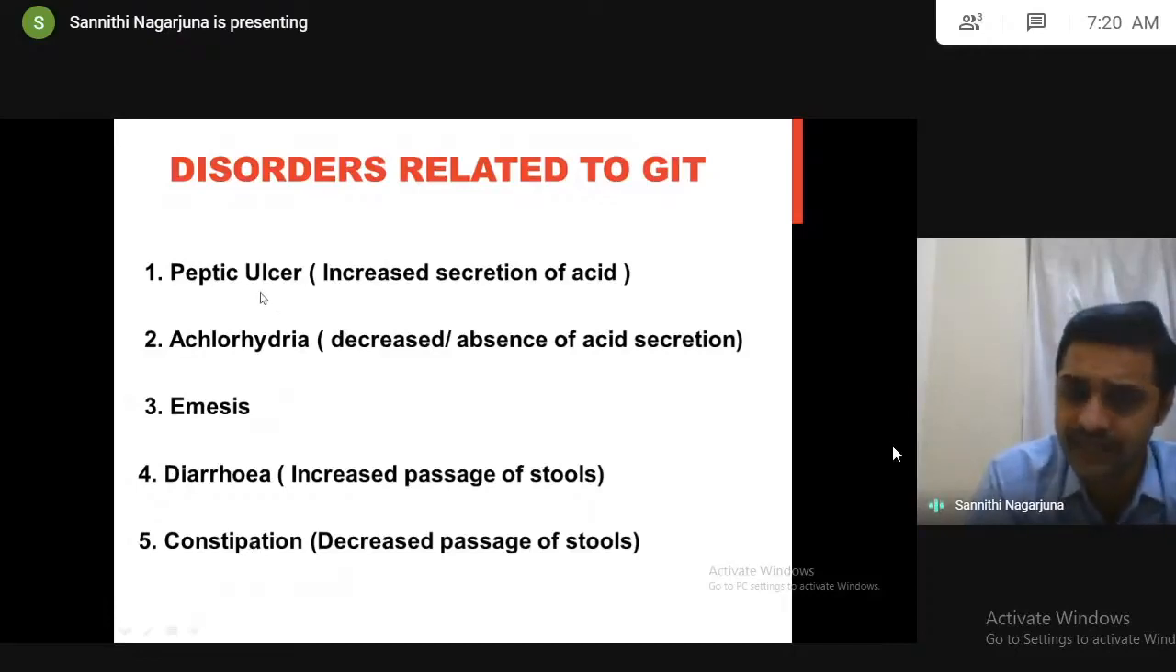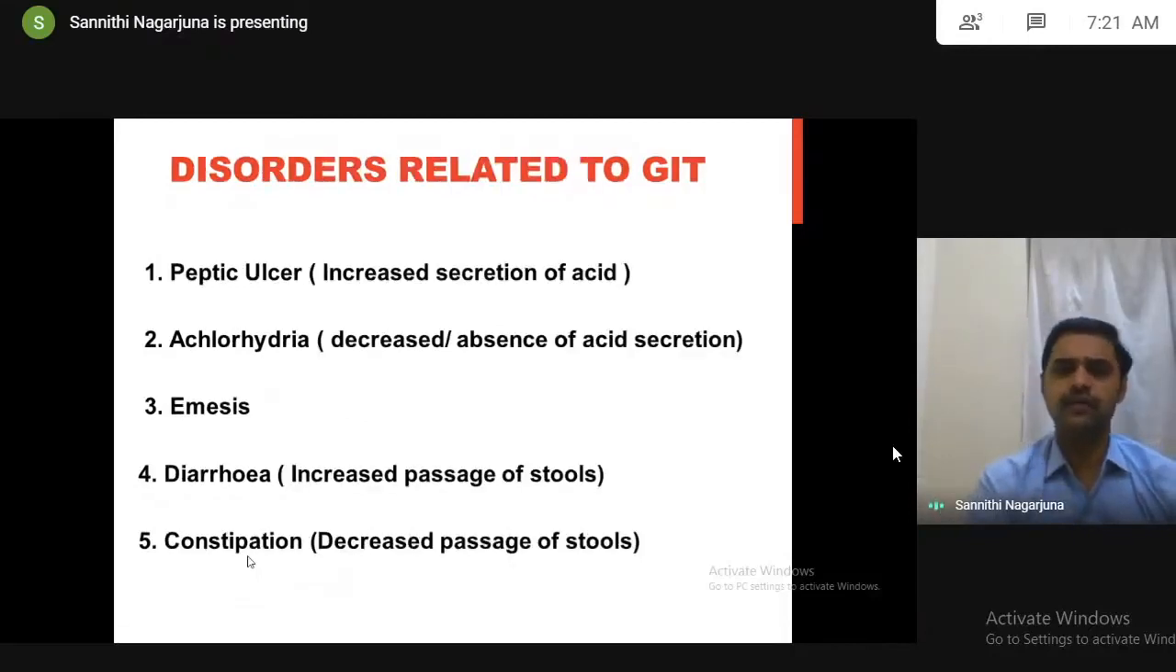So peptic ulcer is excessive secretion of acid. Achlorhydria, in medical terminology, A stands for absence: absence of acid secretion or decrease in acid secretion is called achlorhydria. Vomiting is called emesis. Excessive passage of stools is called diarrhea. Decreased passage of stool is called constipation.